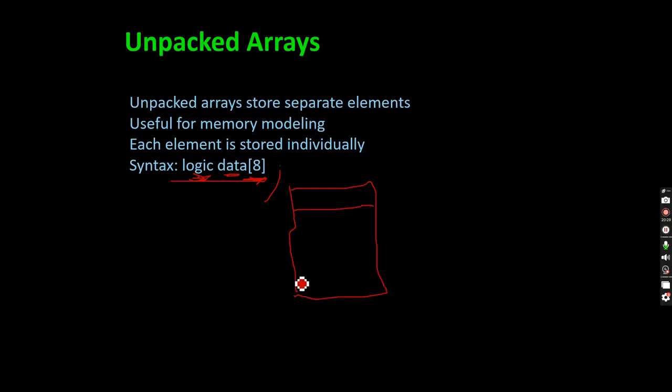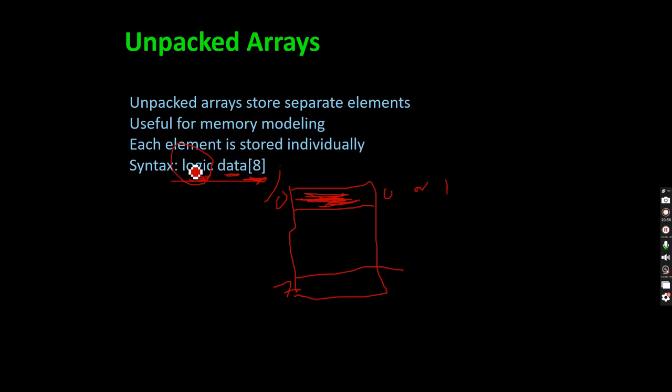Just for our understanding, we have to do it like this. So actually there are 8 locations, 0 to 7 locations will be there here. So each location, what's the maximum data it can store? Logic, just logic. So logic means in each location it can store 0 or 1, that's it.